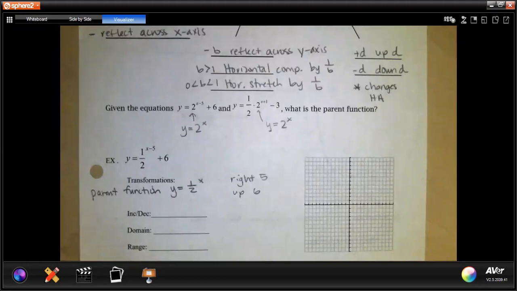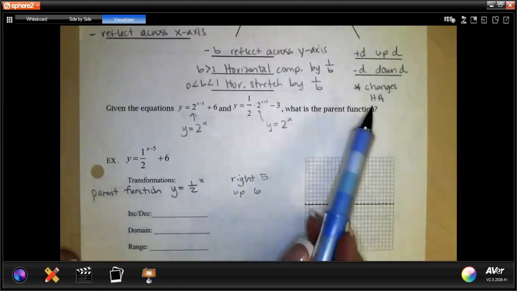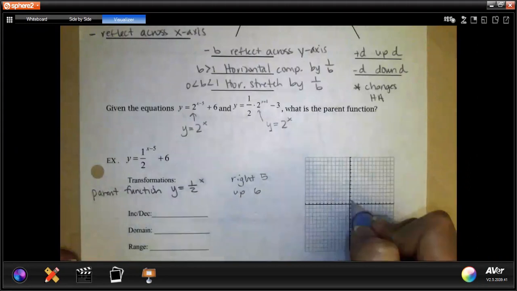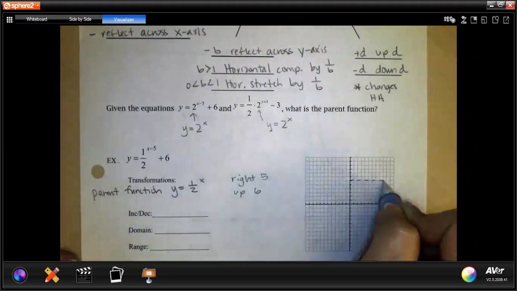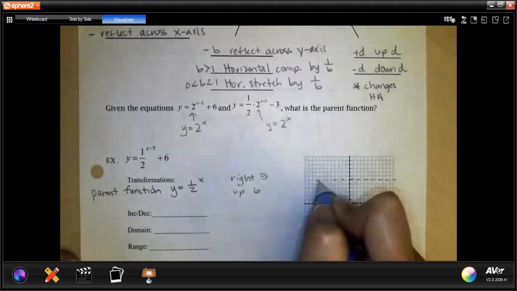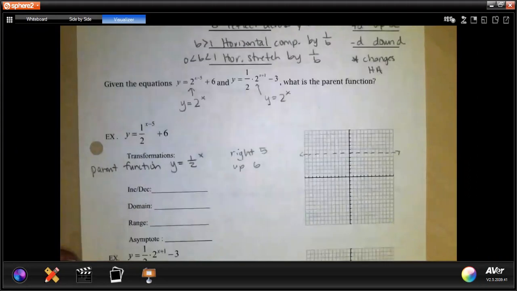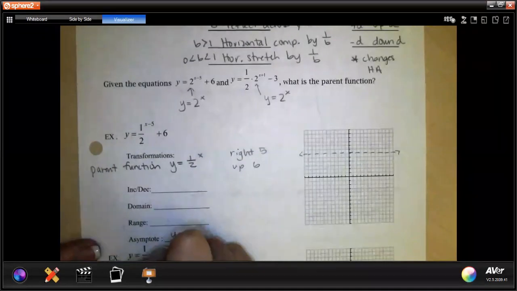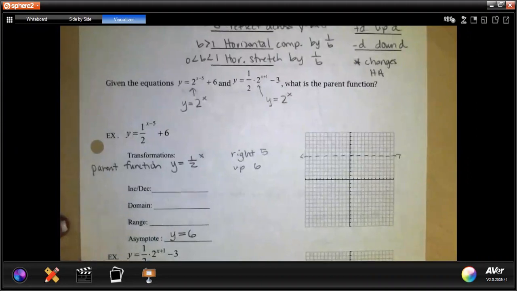So we start with that horizontal asymptote. It's going to move up 6 units because of this. We said that changes your horizontal asymptote. So instead of being on the x-axis, our horizontal asymptote is going to be up 6 units right here. Horizontal lines are written as y equals, so that horizontal line is y equals 6. There's my horizontal asymptote.